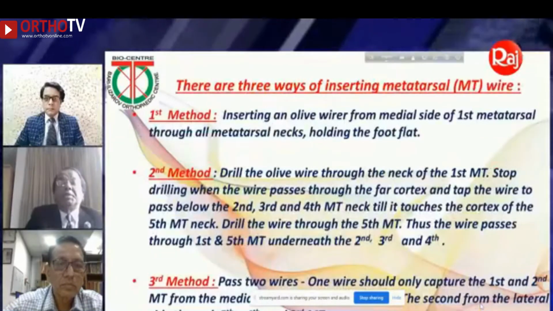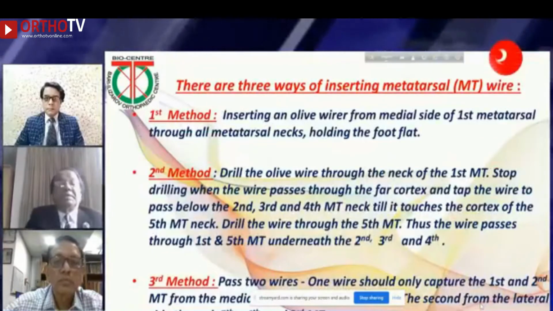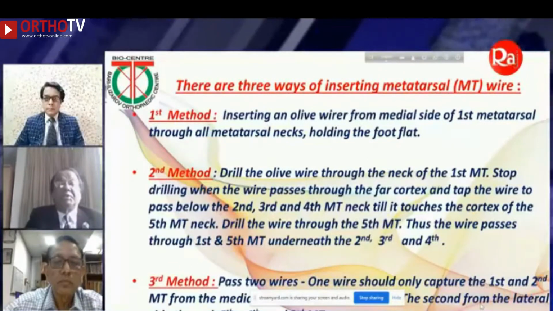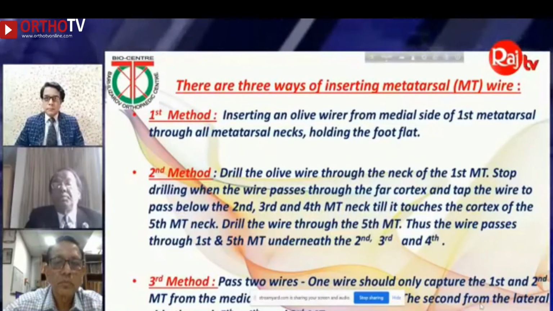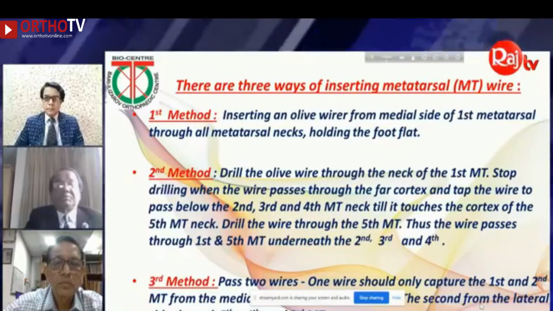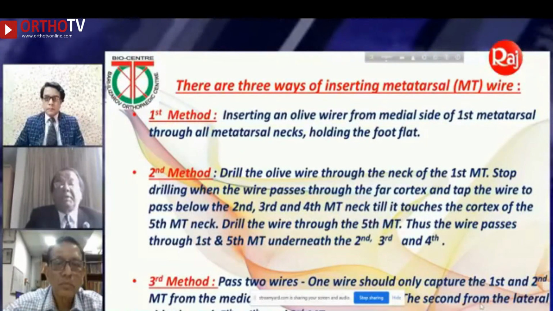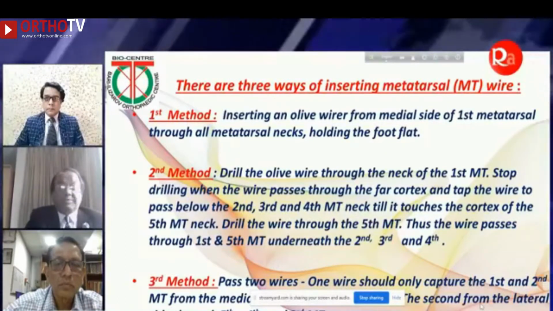3 ways of inserting metatarsal wires. You can see here, the first method: inserting an olive wire from the medial side to the first metatarsal through all metatarsal necks, holding the foot flat.